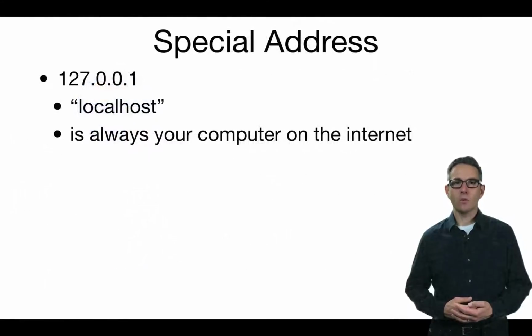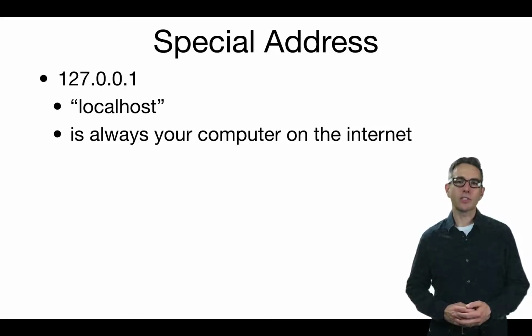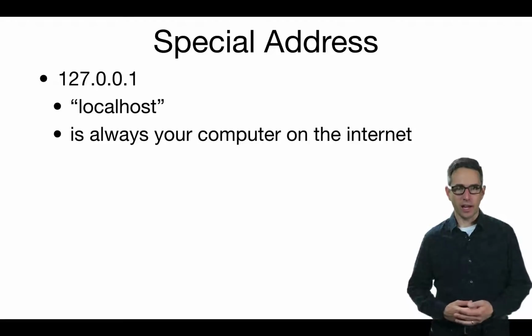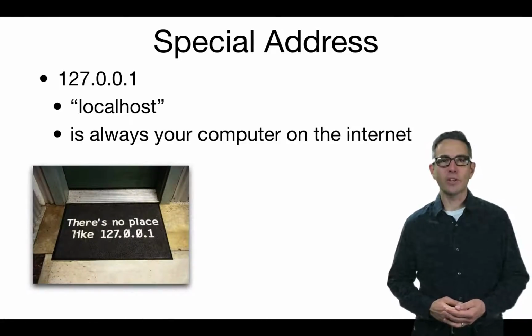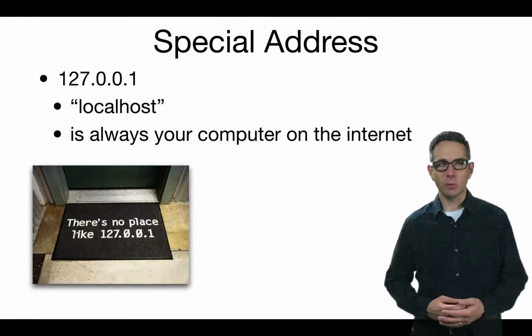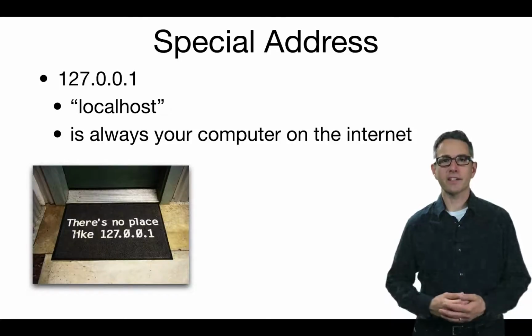There's a special address. In addition to the 10.x.x.x and 192.168 addresses that are reserved for private subdomains behind firewalls, there's also an address that's called 127.0.0.1. It goes by the name of localhost. And whenever you're on a computer, this address, this set of 4 numbers, refers to the very computer from which a connection is originating. And that leads to jokes like this welcome mat that says there's no place like 127.0.0.1, meaning there's no place like home, because that internet address refers to the computer from which a request starts.